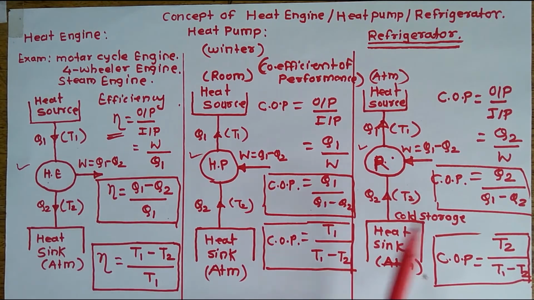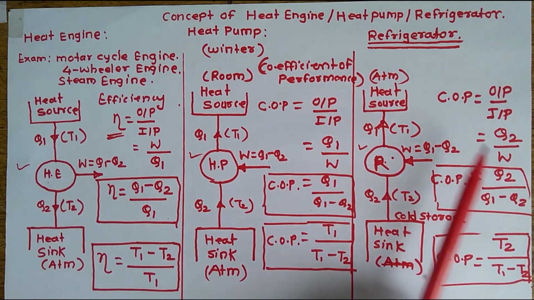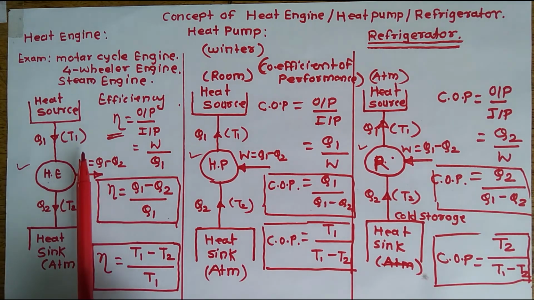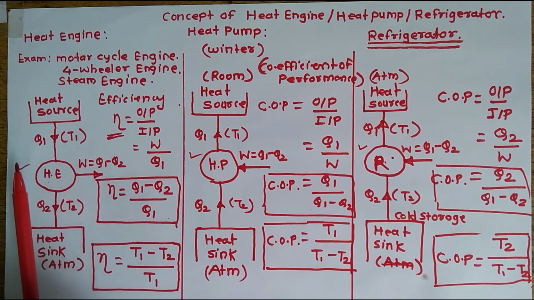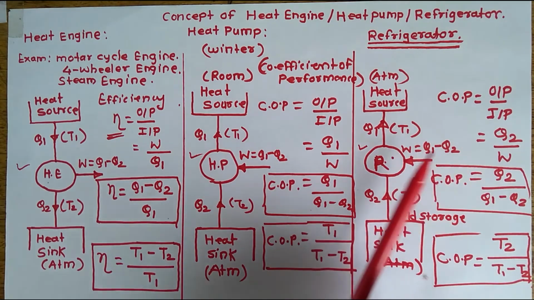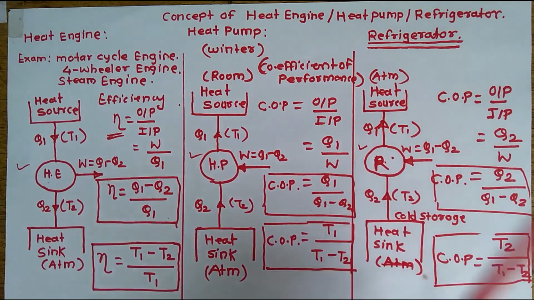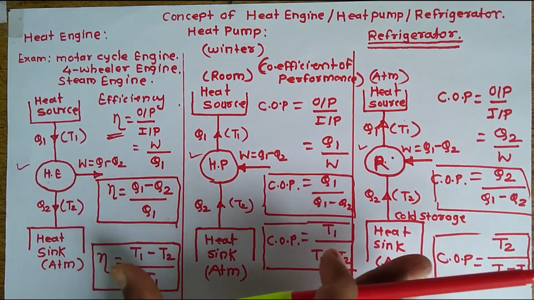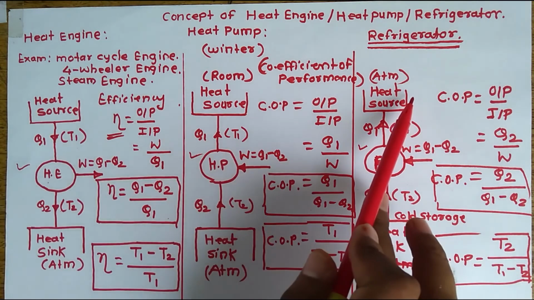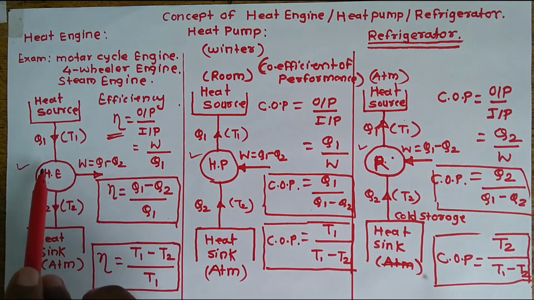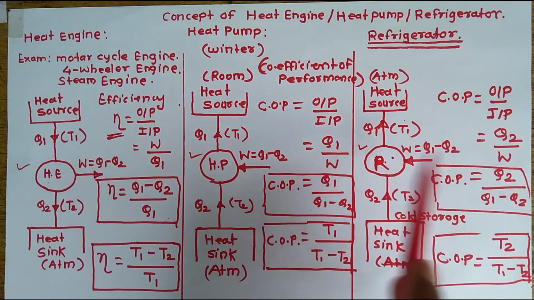So how are these three systems working? This is the power producing system, this will be power absorbing, and this refrigerator is also power absorbing. We have already seen that the heat engine is a power producing device which works on chemical fuel like petrol, diesel or steam. Now this heat pump and refrigerator work on electrical energy. So here I have already drawn those three figures. Those three figures are similar. If you see, these three systems have a heat source, these three systems have a heat sink, and the only difference is that this will be the heat engine, this is the heat pump, and that will be the refrigerator.